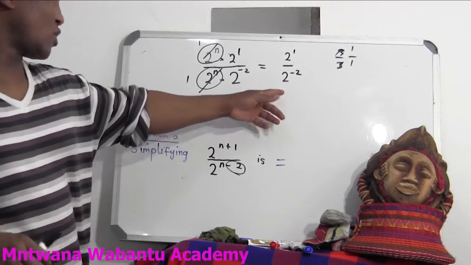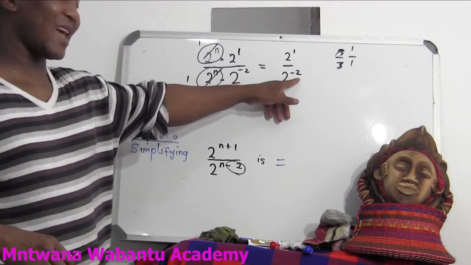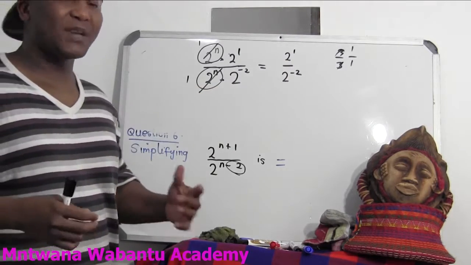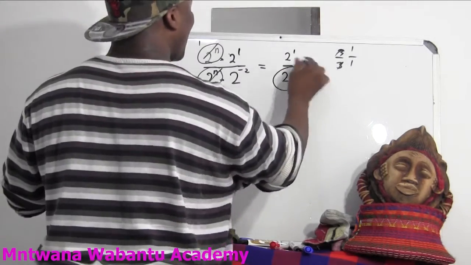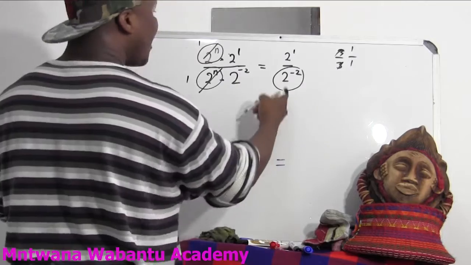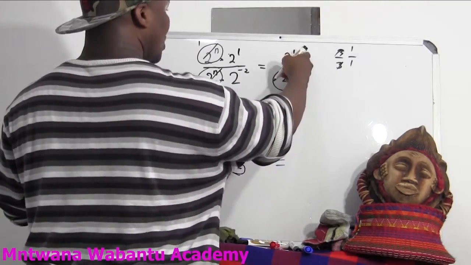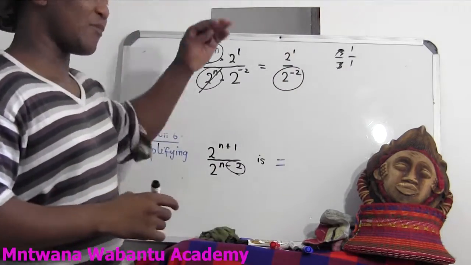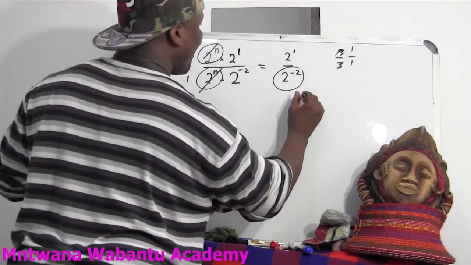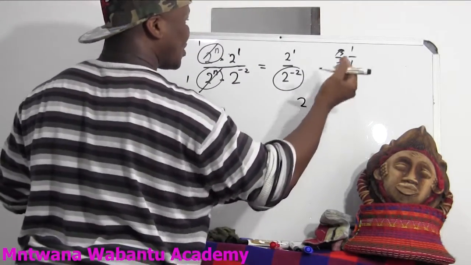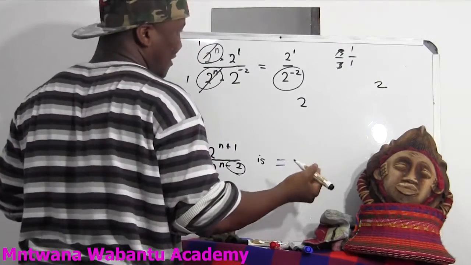This is unacceptable because the denominator has a negative power. You don't want to be left with a negative power when you finish your question. So I'm going to take it to the top. Whenever you have a negative exponent, if it's at the bottom, take it to the top. If it's at the top, take it to the bottom. So on top I have 2 power 1, which is just 2 itself, and 2 power negative 2.